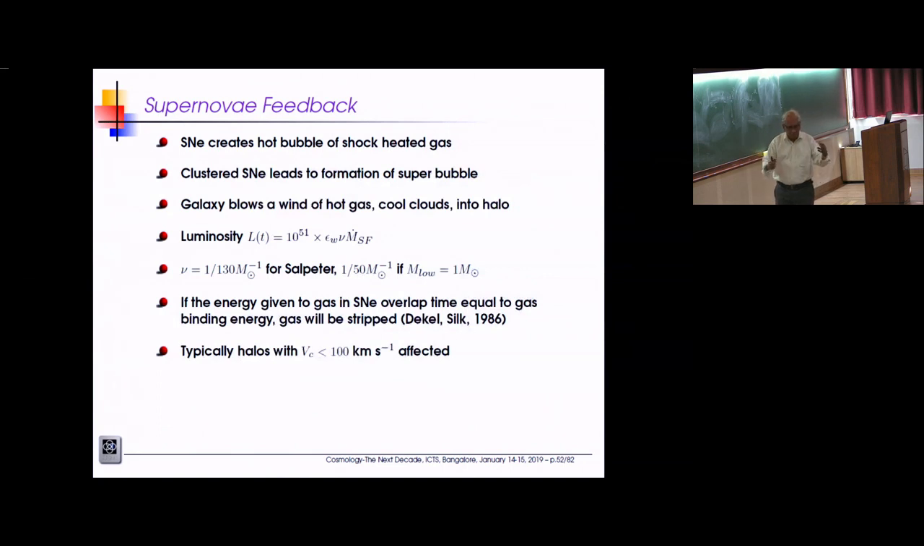And if you have many supernovae nearby to each other and they're clustered, these bubbles can sometimes overlap, like in the centers of galaxies, and form superbubbles. Then these superbubbles of hot gas will not be confined in the galactic potential of the disk, and they will try to escape out of the disk of the galaxy. They'll blow a wind of hot gas, and they will also entrain cooler clouds into the wind, and then they blow this wind into the halo.